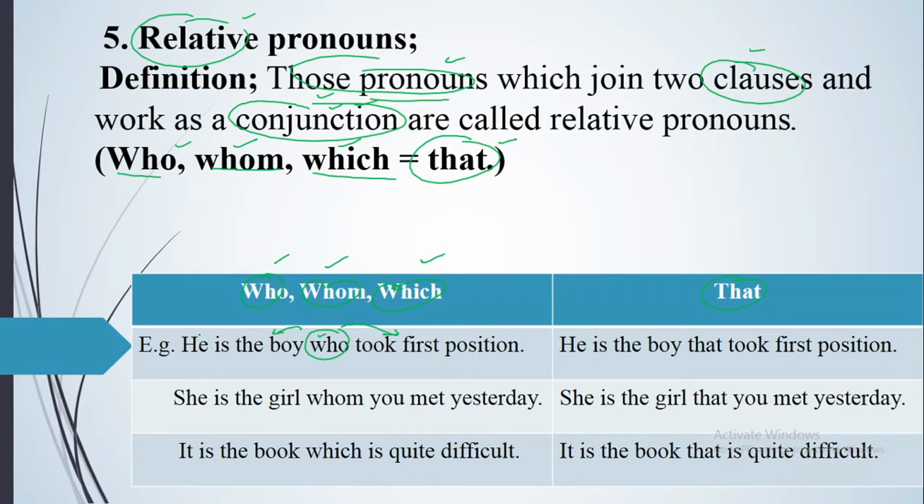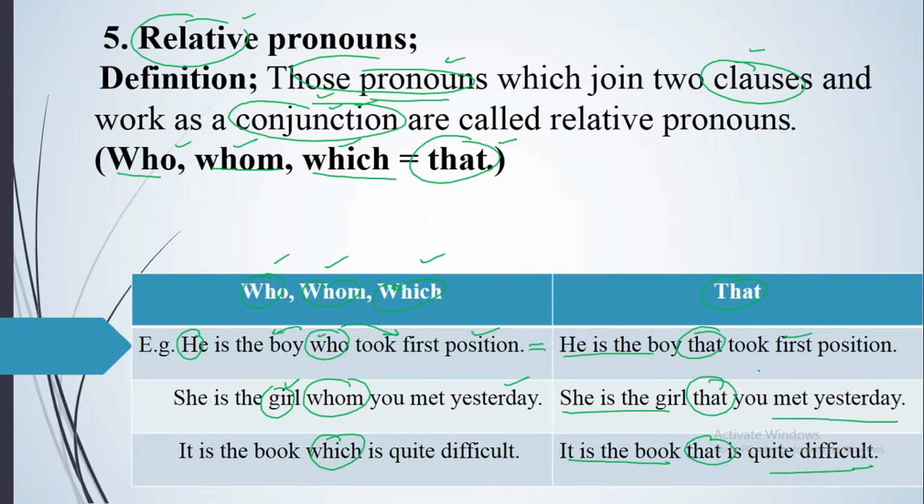He is the boy means we are talking about he who took first position, and it is equal to what? He is the boy that took first position. Both are correct. Now, she is the girl whom you met yesterday. Now we are talking about the girl as an object. You will be joining them: you met yesterday. And she is the girl that you met yesterday. After that we have: it is the book which is quite difficult. It is the book that is quite difficult.